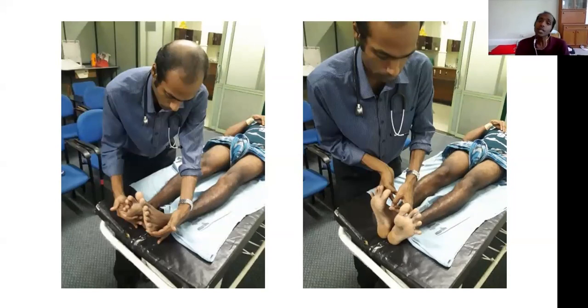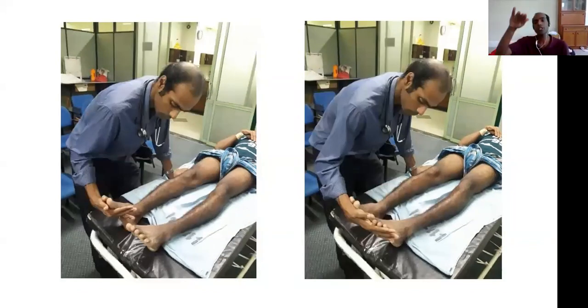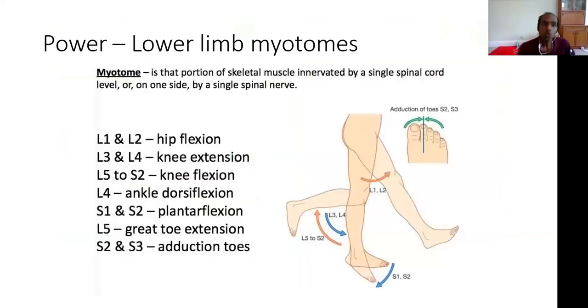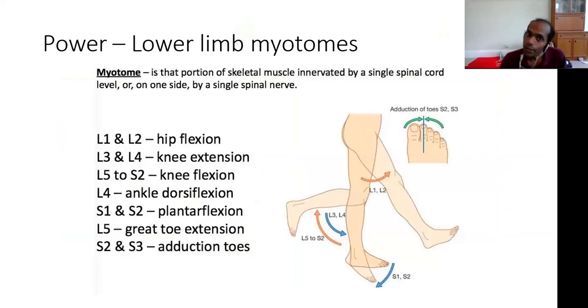So at the ankle, there are actually four movements. You have the plantar flexion, the dorsiflexion, and then the inversion and the eversion movements. And then I have given you a list of the myotomes for the lower limbs, and make sure that you remember all of this. Okay, this is very, very important. You won't be able to work out anything without knowing this.